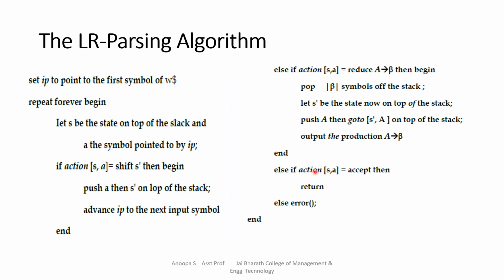Else, if action[S, A] equals accept, then return, else report the error. So this is the LR parsing algorithm, and this will be followed for all the parsers.